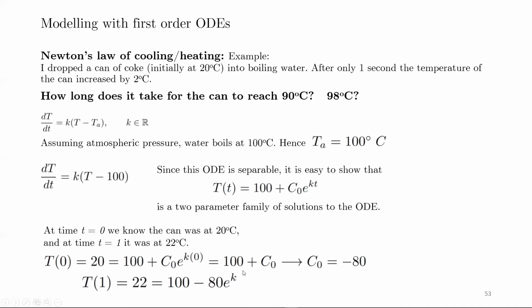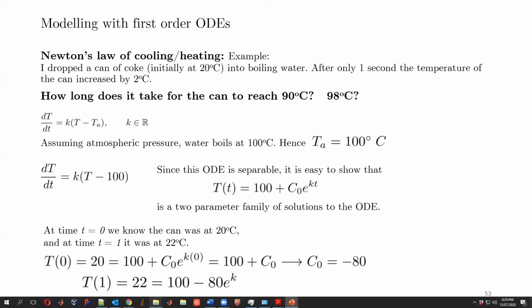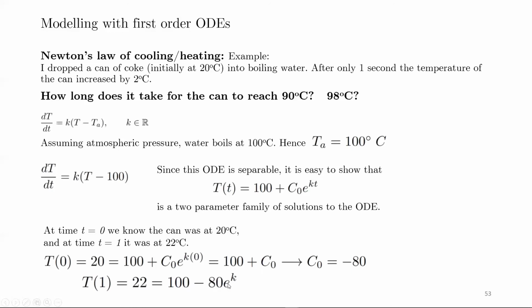And now I can rearrange this equation to find the value of k, right? I can subtract 100 from both sides, so 22 minus 100 divided by negative 80, whatever number that turns out to be. Then I can take the log of both sides of the equation and I'll get k. And if you do that, you should find that k is equal to some relatively small value, negative 0.0253.